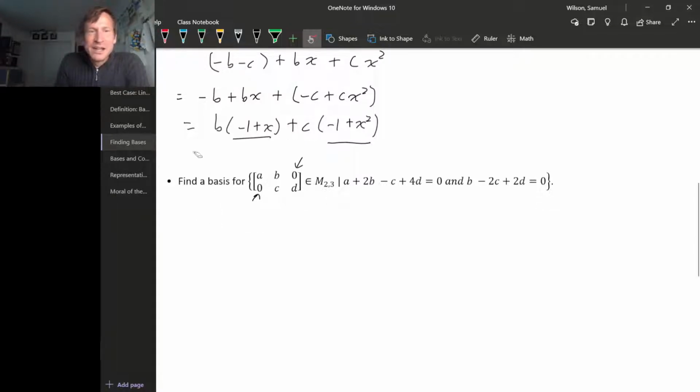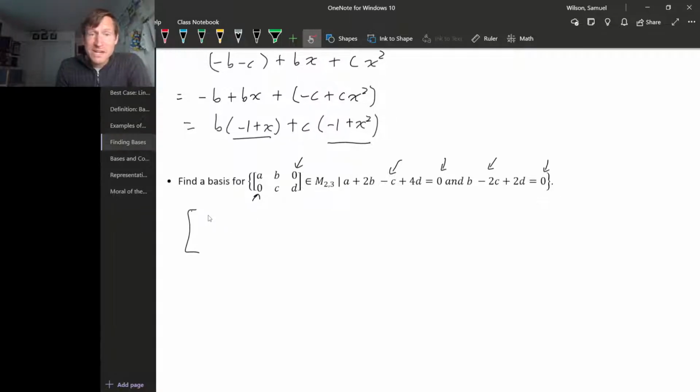Because we have these two equations, what we really have is a system of linear equations. Each of these is a linear equation. And to rewrite a linear system in terms of non-free and free variables, we just need to do a row reduction. So this is a homogeneous system, so we don't need to write down the augmented matrix, which is good because it turns out this wouldn't be a vector space if these weren't equal to 0.